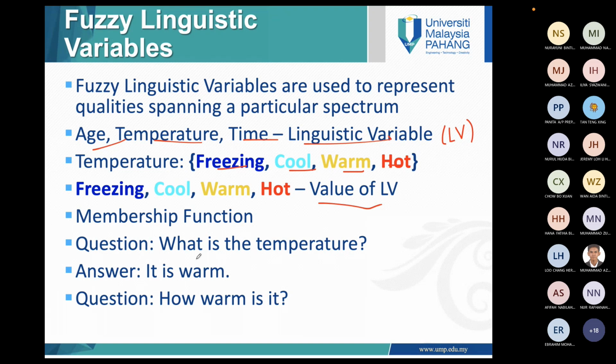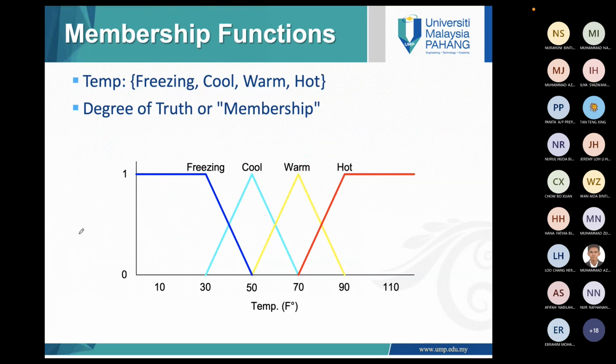So let's say we have a question: what is the temperature? If the answer is warm, then the question again is, how warm is it? That is what we call the membership function. So we will go through the membership function here. Let's say we have the temperature, which is freezing, cool, warm, and hot. The degree of truth of membership here is from 0 to 1.